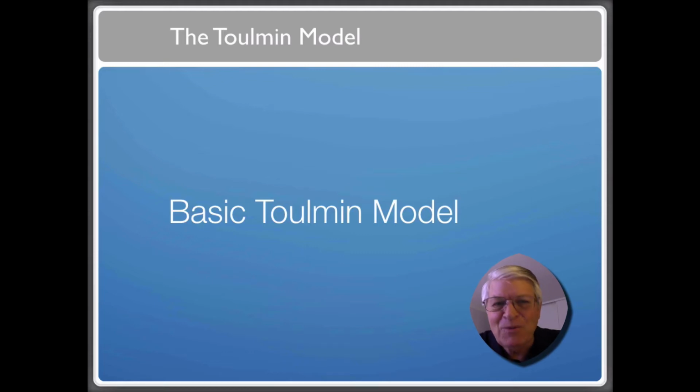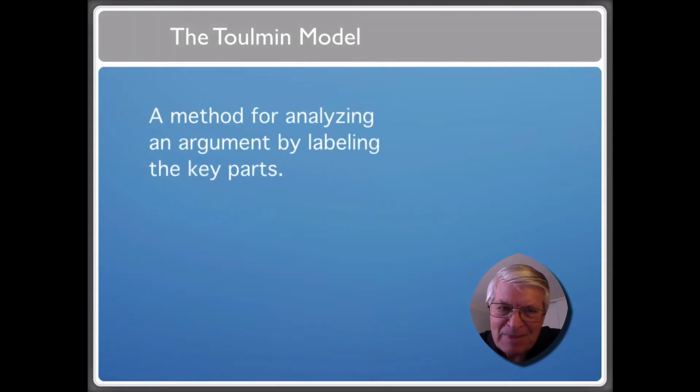Hi there. I want to introduce you to the basic Toulmin model. The Toulmin model is a very useful tool for us to have in a critical thinking argumentation class. It is a method for analyzing an argument by labeling the key parts. It's sort of like how people outline sentences to know what the parts of a sentence are. Here we're looking at the different parts of an argument.